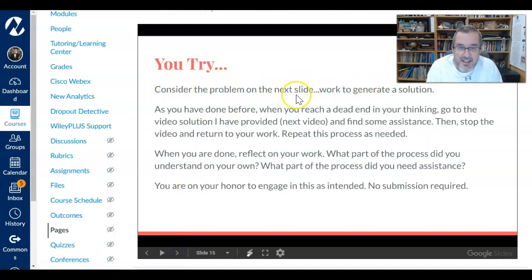Consider the problem on the next slide, work, and then, as I ask you so often, when you reach a dead end, go to the video solution I've provided. Stop the video, return to your work, go back to the video, stop the video, go back to your work. As you progress through to slide 15, as you progress through the learning, I want you to be an active learner. I want you to try stuff on your own so that you're engaged in this learning process.